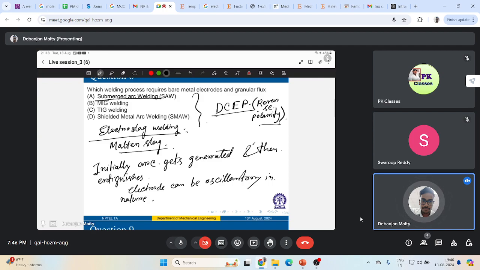Can you give some example where electroslag welding is often used, or what are some applications? Electroslag welding is used if you are welding ship hulls or big storage tanks, thick welding mainly.